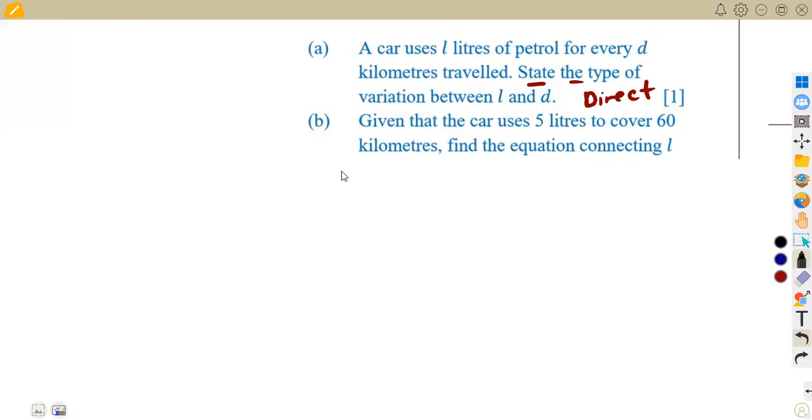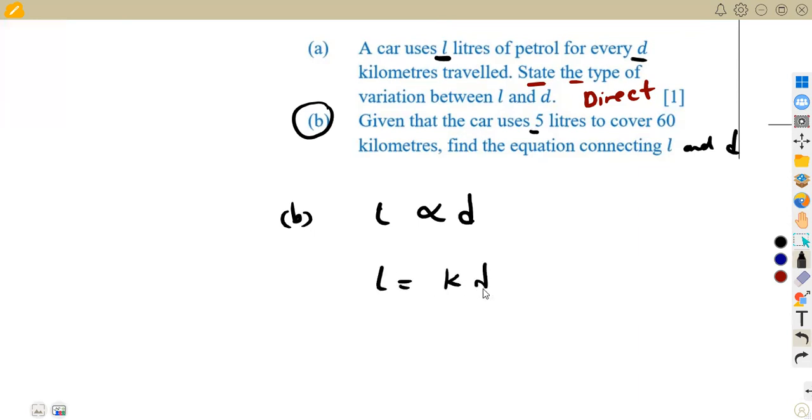So here we are simply saying L varies with the distance. All right. So the question on B was, given that the car uses 5 liters over 60 kilometers, find the equation connecting L and D. If it uses 5 liters, we are going to take from our direct variation: L varies directly as D. Introduce the constant: L is equal to K D.